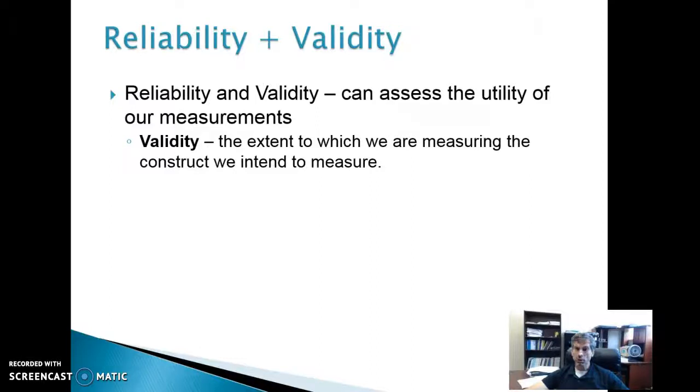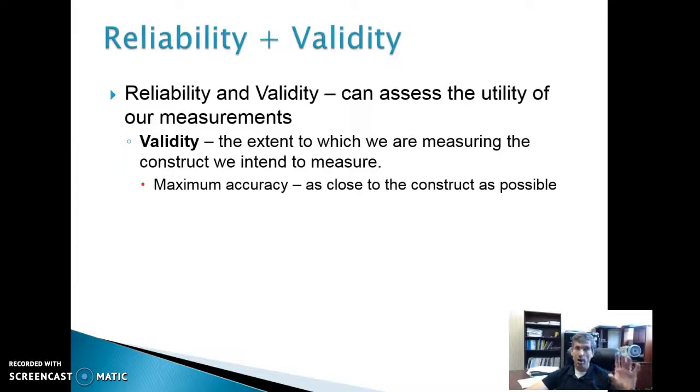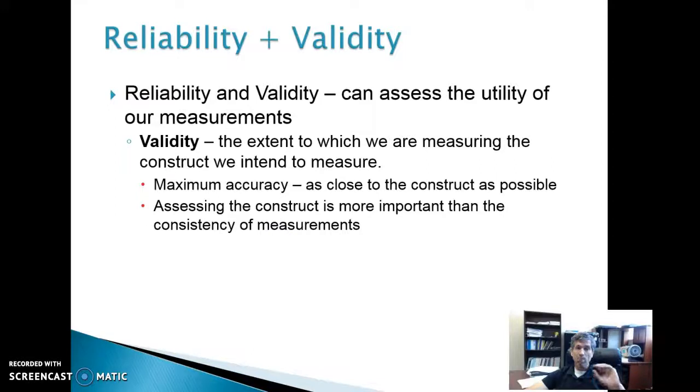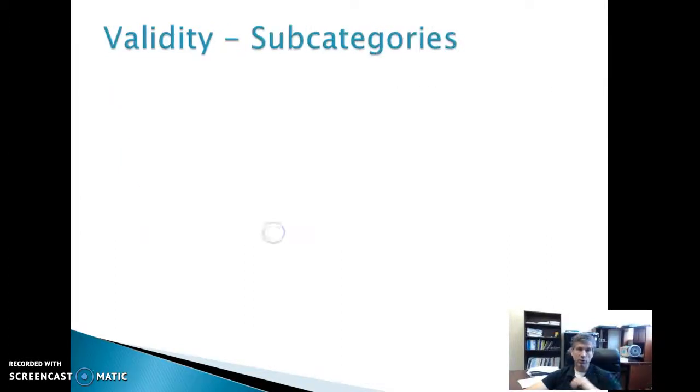Validity is all about accuracy. It's the extent to which our representations of those constructs, our operational definitions, are measuring the constructs that we want them to measure. So we're all about accuracy. Are we as close to that construct as possible? Again, just assessing the construct accurately is all that matters with validity. It doesn't matter if your measures are consistent. We want them to be consistent, but that's a different thing. That's reliability. Validity is just all about accuracy. Are your measurements, at least on average, measuring that construct accurately? Is it a good representation of it?